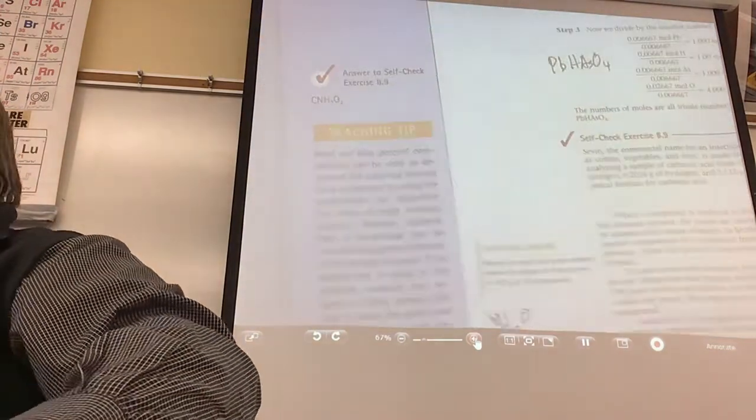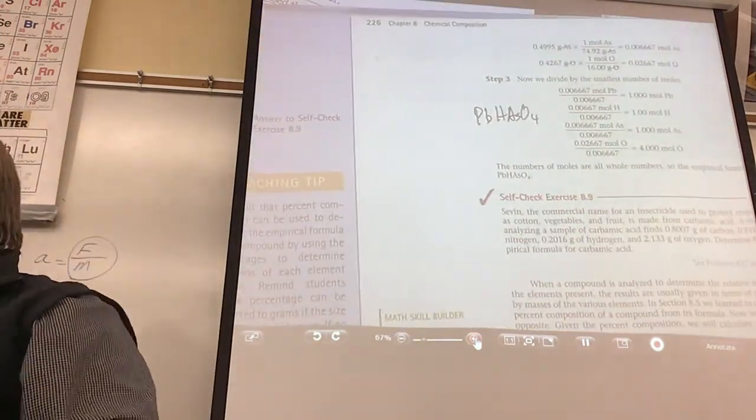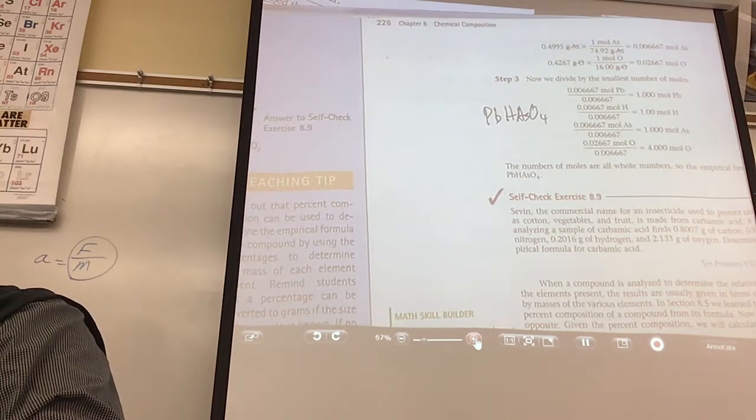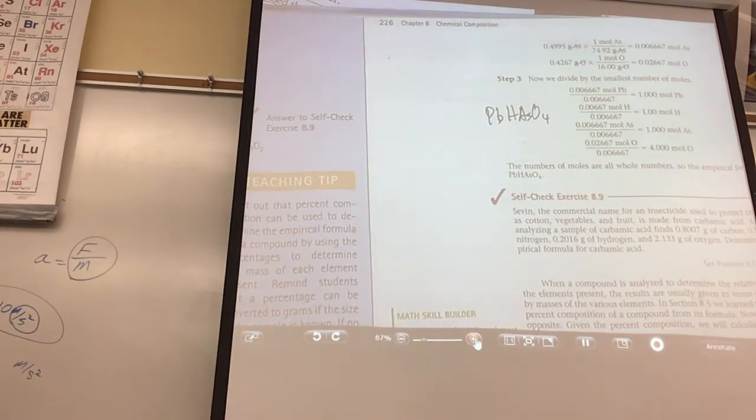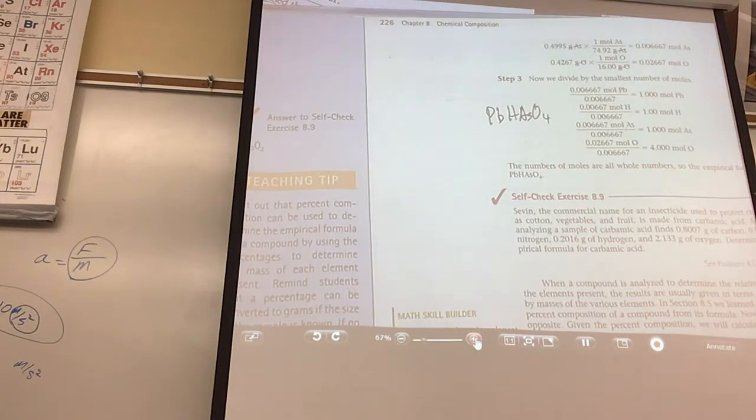What did the author get? Let's take a look. Whoa. Look at those ugly looking numbers. He took the smallest and divided them all. Don't go below 3 sig figs, okay? And he came out 1 to 1 to 1 to 4. So what's the final formula? PbHAsO4, that's Pb1, H1, As1, O4. See how it works? Is that any different? It just had 4 of them instead of just 2 or 3, right?